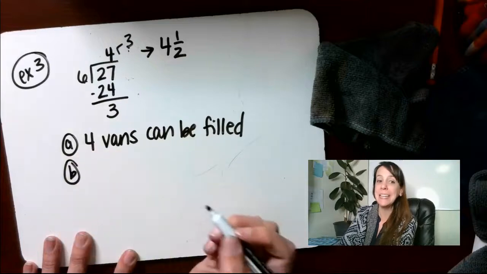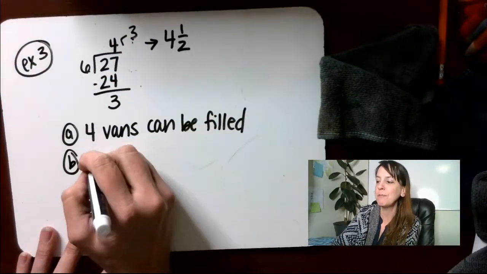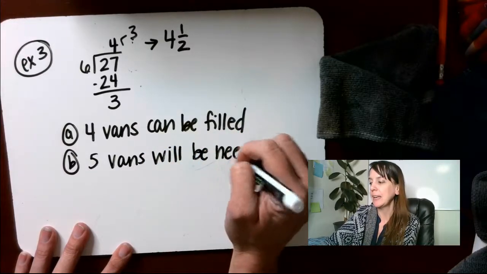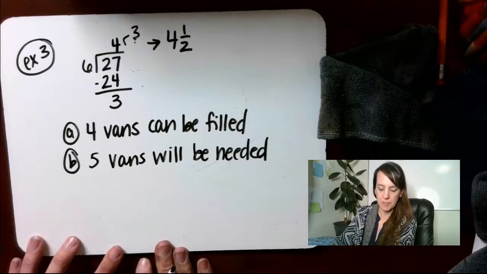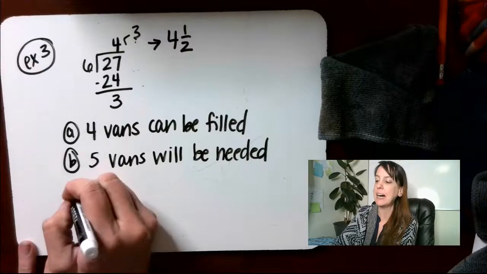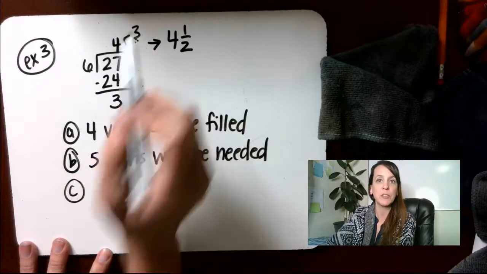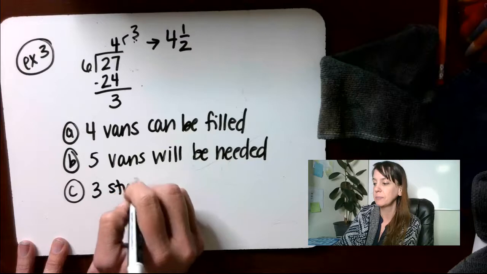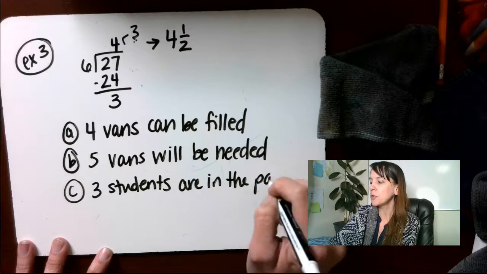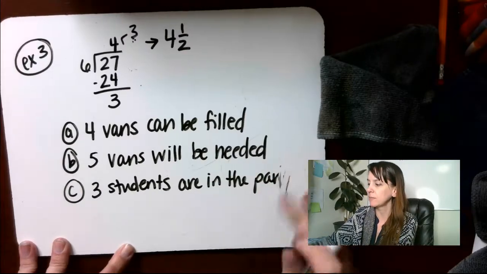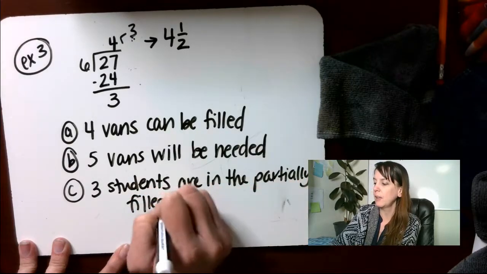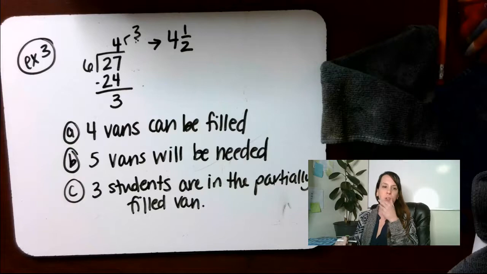How many vans will be needed? Well, we don't want to leave those 3 students behind, so 5 vans will be needed, even though there's going to be extra room. For C, if all but one of the vans is filled, then how many students are in the van that is not full? Well, we look back at our remainder, we had 3 students left out. 3 students are in the partially filled van.